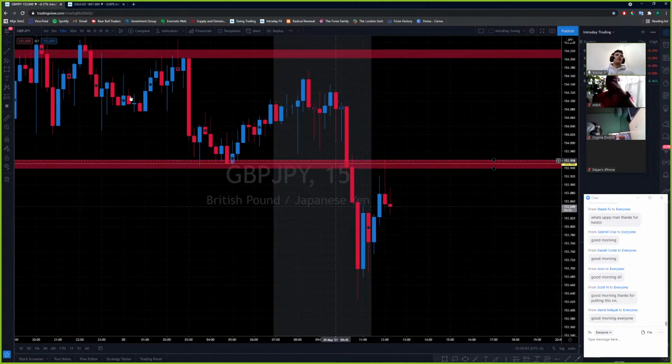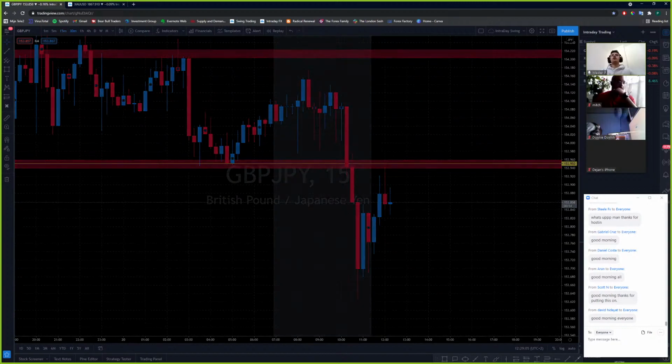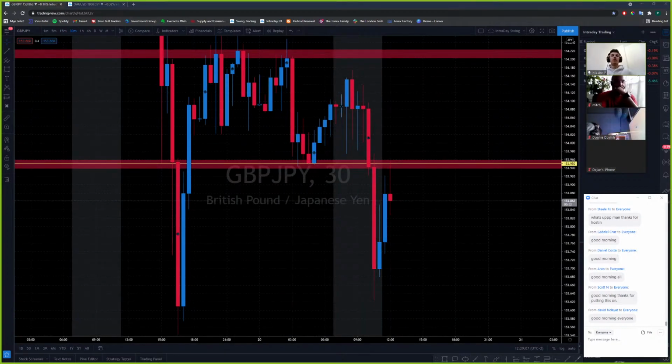Oh wow, okay, the 15-minute is starting to flip bearish. So I'm going to get my MetaTrader open over here. This is going to be a trade I'm going to take live with you guys as well. So there's not a signal, of course. You guys need to do your own analysis and put in your own plan.